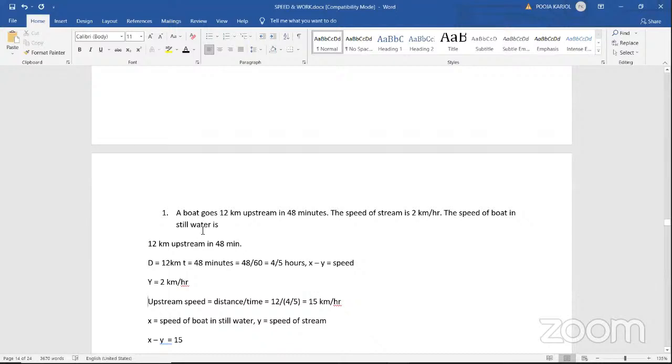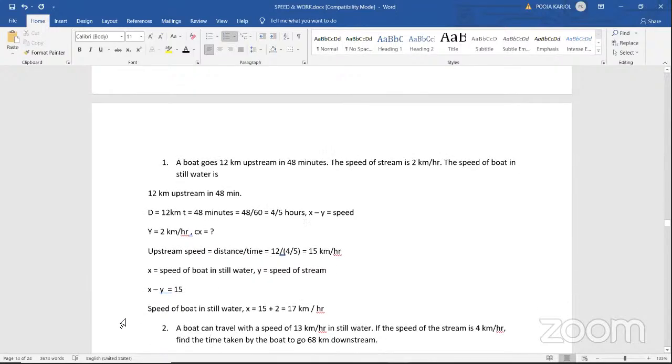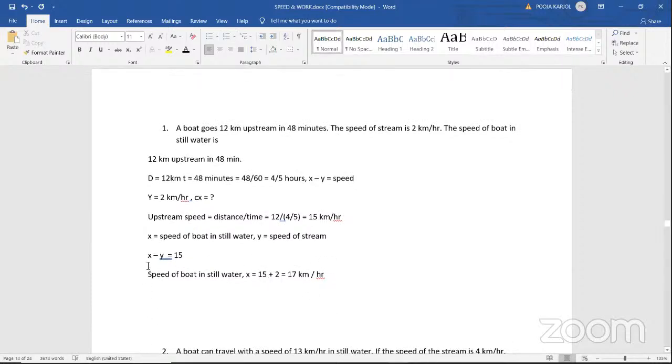Speed upstream: the speeds are subtracted from each other because they are going against. Y, the speed of the stream, is given as 2 kilometers per hour. X is what we have to find out. Upstream speed is distance by time, because they've given distance and time but not the upstream speed. First, you have to calculate the upstream speed: 12 distance by 4 by 5 time, which is 15 kilometers per hour. So x minus y upstream is 15. So what will be x? 15 plus 2, 17 kilometers per hour. Understood?